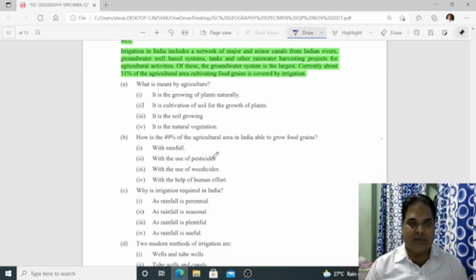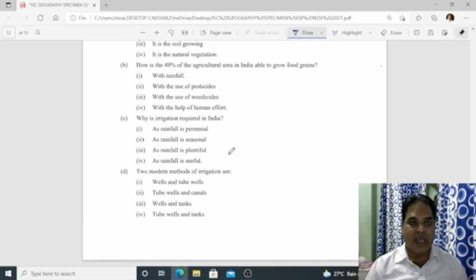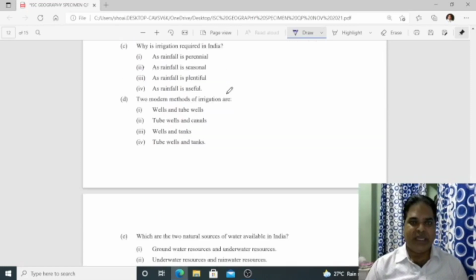What is the meaning of agriculture? So number 2 is correct. It is a cultivation of soil for the growth of plants. Number B. How is the 49% of agricultural area in India able to grow food grains with rainfall? Okay, with rainfall. Number C. Why is irrigation required in India? Because the rainfall is seasonal.